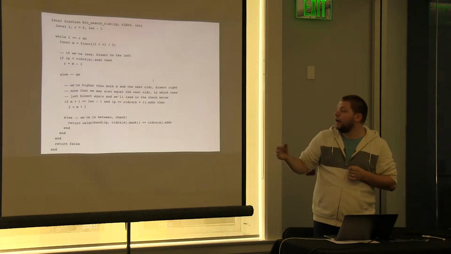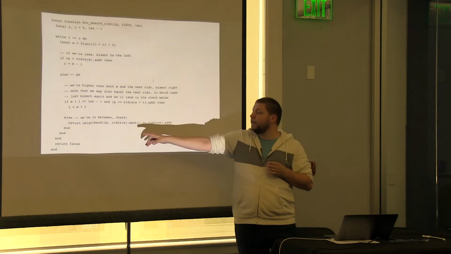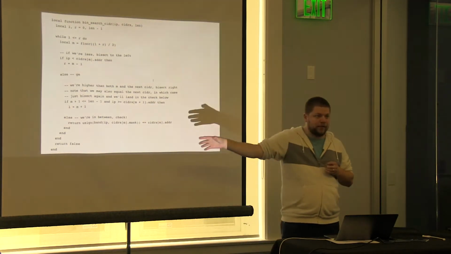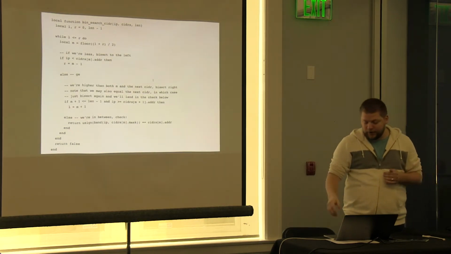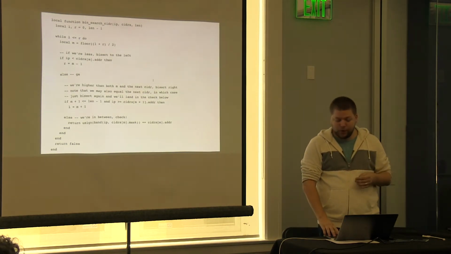Otherwise, if we're only larger than our current bisect point, we're potentially in a candidate CIDR block, and that's where we do our check. Doing a binary AND of our IPv4 address's value and the CIDR's net mask, if that result is the same thing as the CIDR's network value, we're inside of our CIDR block, and we have a match. Otherwise, no match.